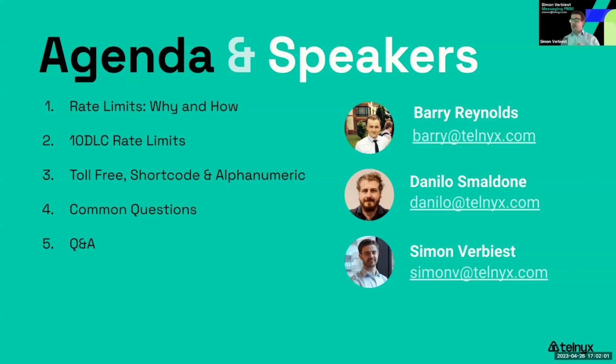So I'm about to hand over to Barry, and he's going to get straight into the nitty-gritty, and he'll go through rate limits at a high level, and then he'll talk about 10DLC specifically, followed by toll-free, shortcode and alphanumeric. And then Danilo will look into some common questions that we get around this topic before we have some time for Q&A. As always, post your questions in the Q&A section or in the chat, and I will do my best to make sure that if we haven't covered it in the main slides, we'll get to it in the Q&A.